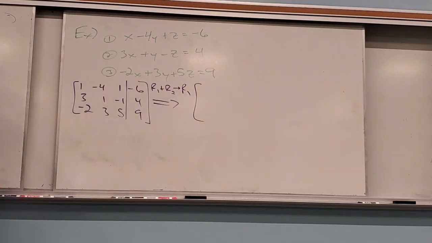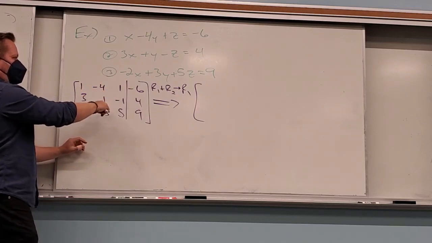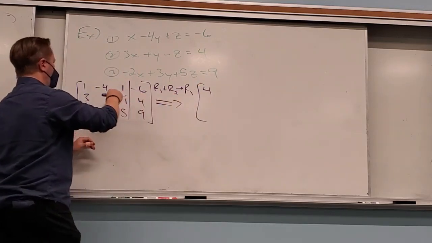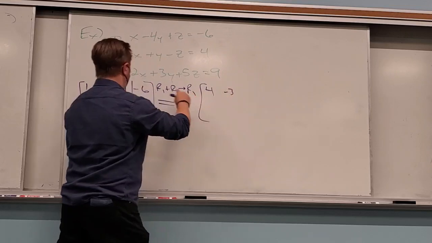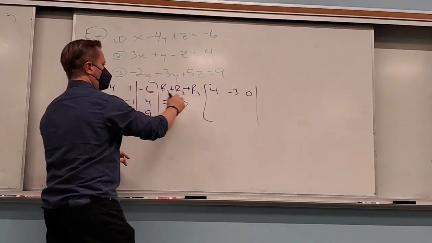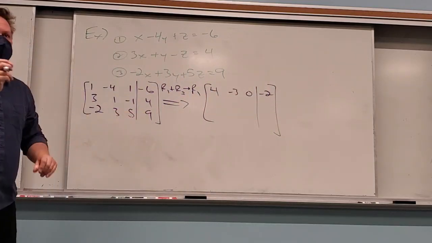Now let's see if I can get you guys. I'm going to start to incorporate some more shortcuts here. This one's not bad at all. I don't have to do anything here. I'm just adding them directly. So 1 plus 3. Negative 4 plus 1. 1 plus negative 1. And then negative 6 plus 4. And then everything else would stay the same, but I want to do one more thing.